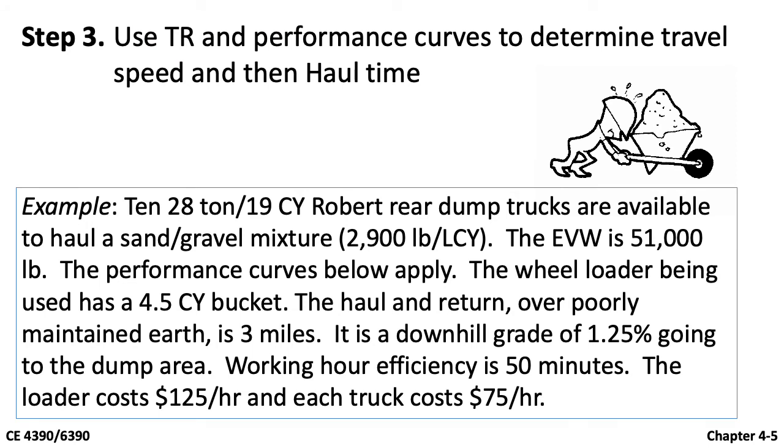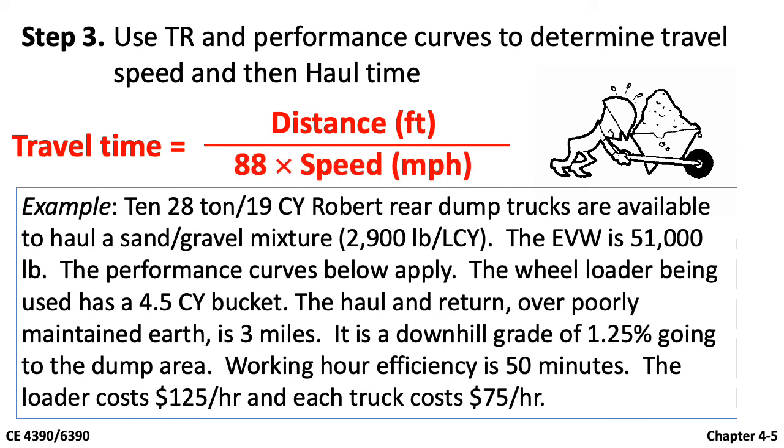Okay, step number 3, use total resistance and performance curves to determine travel speed and then haul time. To calculate travel time, you divide the distance in feet by 88 and the speed in miles per hour. In this example, the distance is given as 3 miles. Again, we will use the performance chart to calculate the speed.